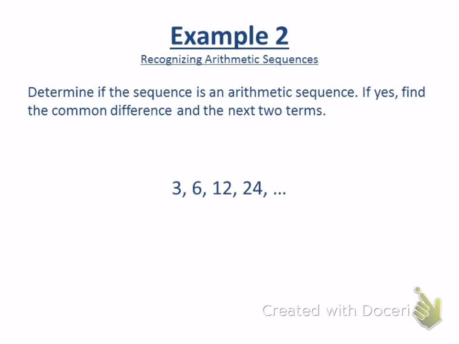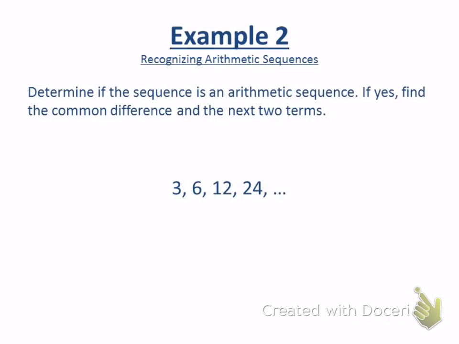All right? Now, here's another example. Is this sequence an arithmetic sequence? If yes, find the common difference and the next two terms. Multiply by 2. All right? Is that an arithmetic sequence? Yes. No. What is an arithmetic sequence? A sequence that has a common difference, right?